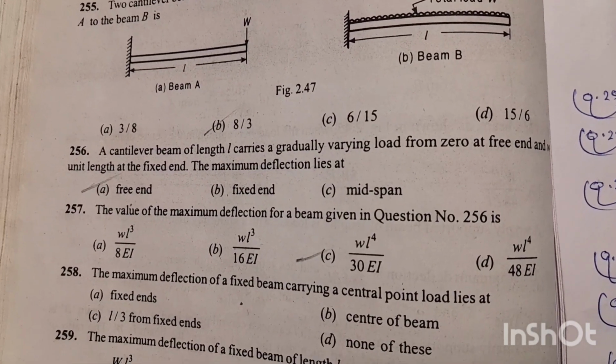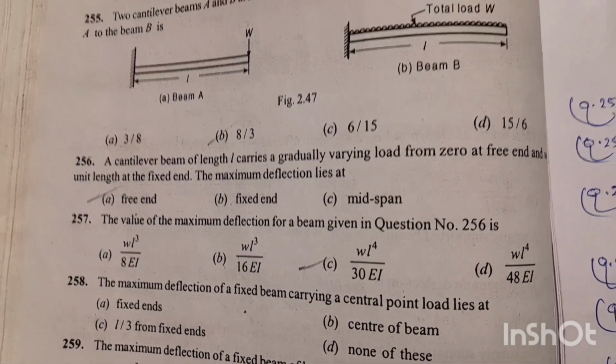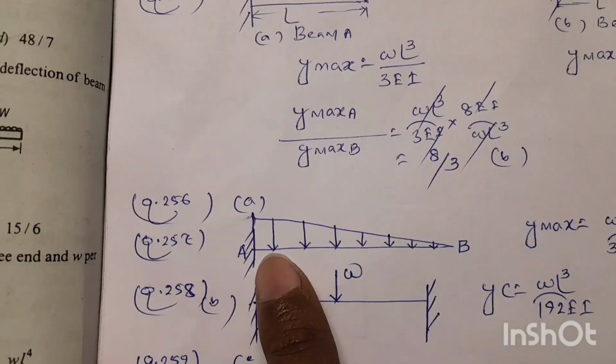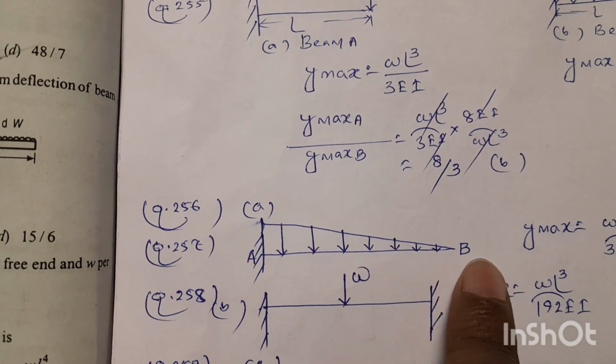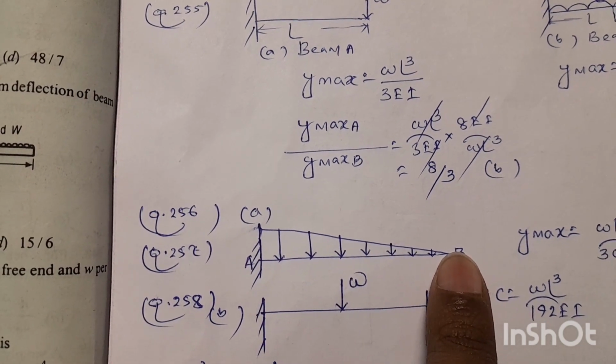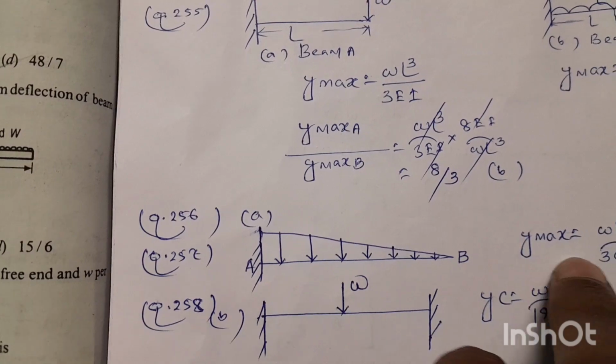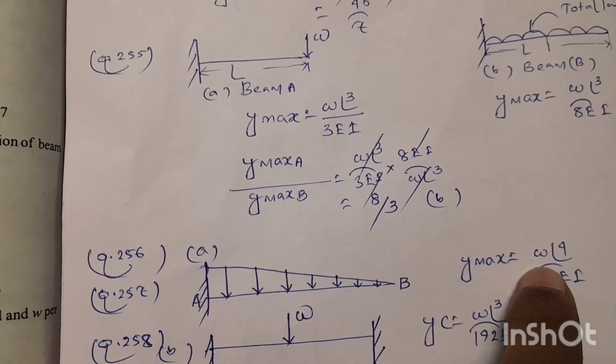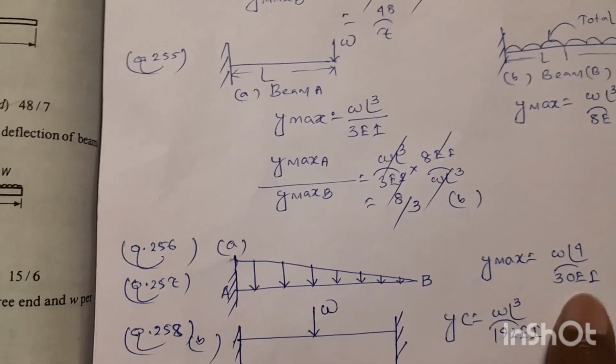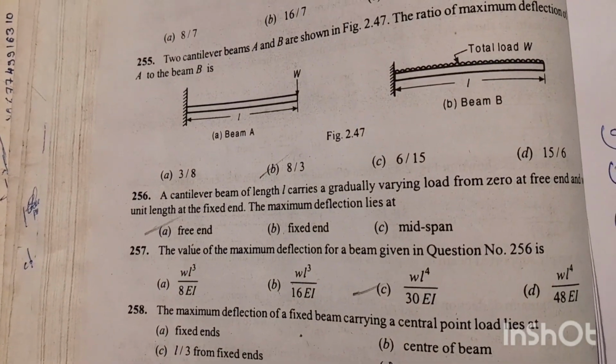Next question 257. The value of maximum deflection of the beam given in question 256 is... If the cantilever beam is subjected to uniformly varying load from 0 at the free end and maximum at the fixed end, the maximum deflection Y will be WL to the power 4 by 30 EI. So option number C is the right answer for this question.